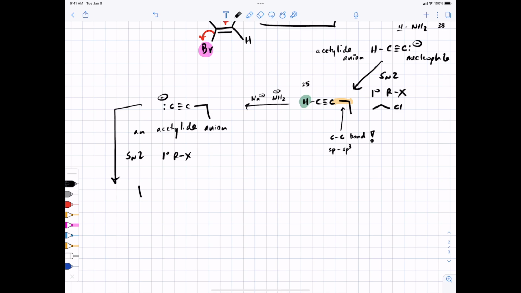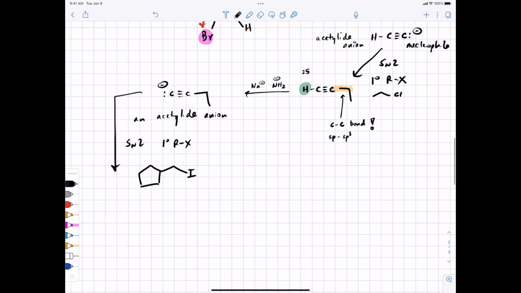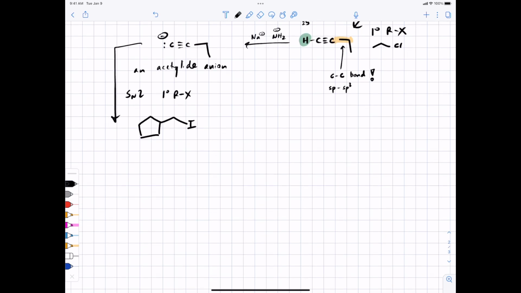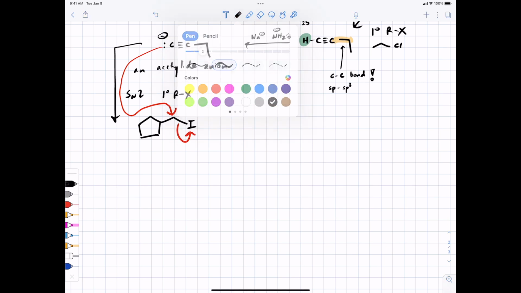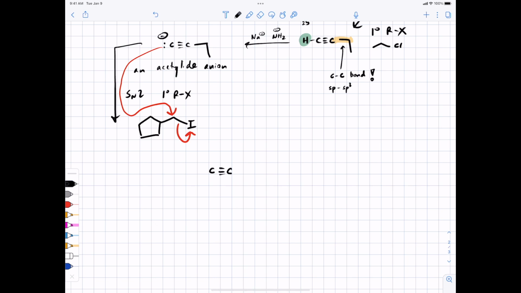So because I know rings of all kinds strike terror into your hearts, we will use that as our alkyl halide, and you can do an SN2 reaction. No, that other arrow was fine. Attack the sigma star from the backside, leaving group leaves, and now I've made a new carbon-carbon bond.